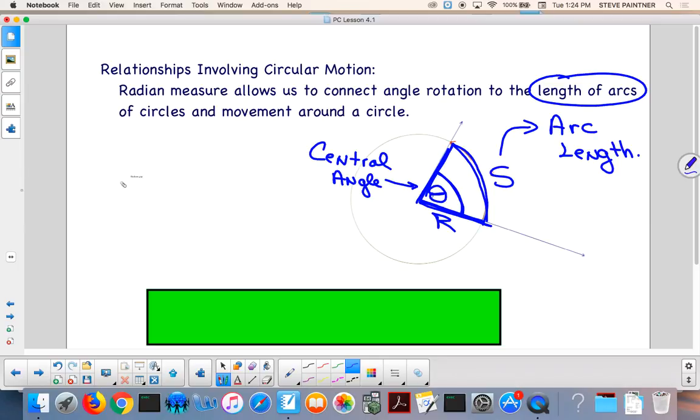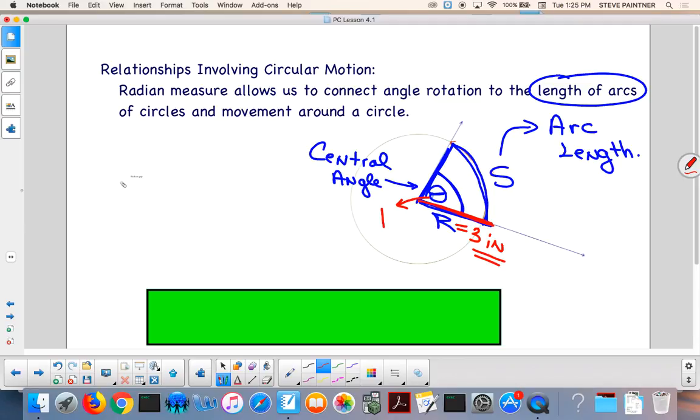Now, let me read this to you. It says this. Radian measure allows us to connect angle rotation to the lengths of the arcs of a circle and the movement around the circle. Now, do you remember this from yesterday? Yesterday I talked about if the radius happens to be 3 inches long, and I tell you, from here to here is 3 inches, and I tell you the central angle is 1.